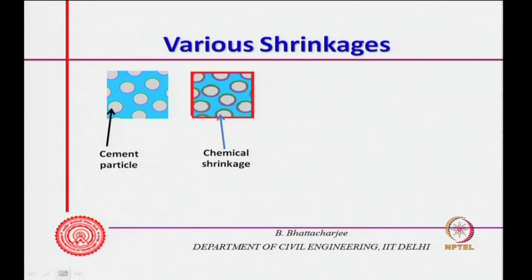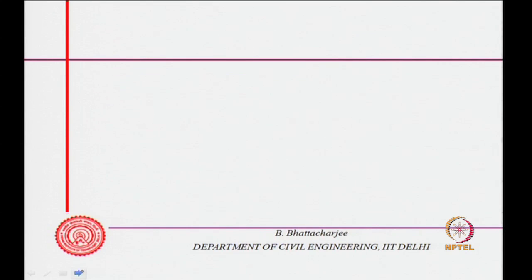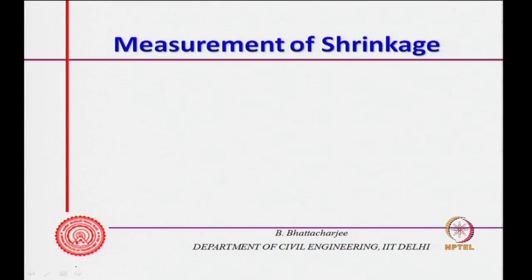So, what is it? First, chemical shrinkage is a small quantity in the beginning, and autogenous shrinkage is a larger quantity, and drying shrinkage would follow. So, these are the various shrinkages we looked at, and the measurement must then cater for all these types of shrinkages, which we discussed earlier in our previous lecture.